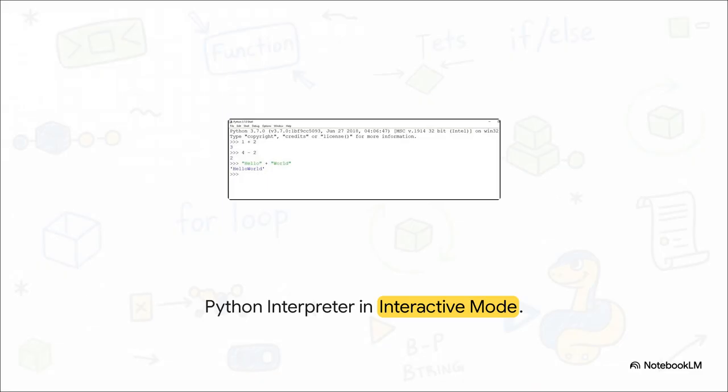If you've ever seen those three little arrows sitting on the left side of a terminal, that's the Python prompt. It's basically the interpreter sitting there telling you, "Hey, I'm ready, give me an instruction." You can type some basic math, like 1 plus 2, and it instantly spits out 3. Or you can add text together, like hello plus world, and it just gives you hello world. It's immediate, interactive feedback, which is super cool.